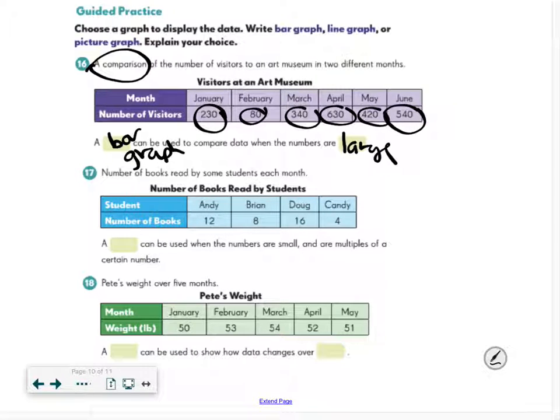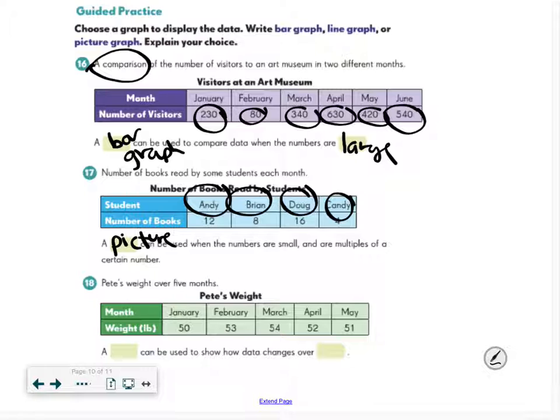This is the number of books read by students. So again, this is people, so it's not time, so I wouldn't use a line graph. I could use a bar graph, but look at 12, 8, 16, and 4, they are all small numbers, and they're all multiples of 4. So I think a picture graph would be best.